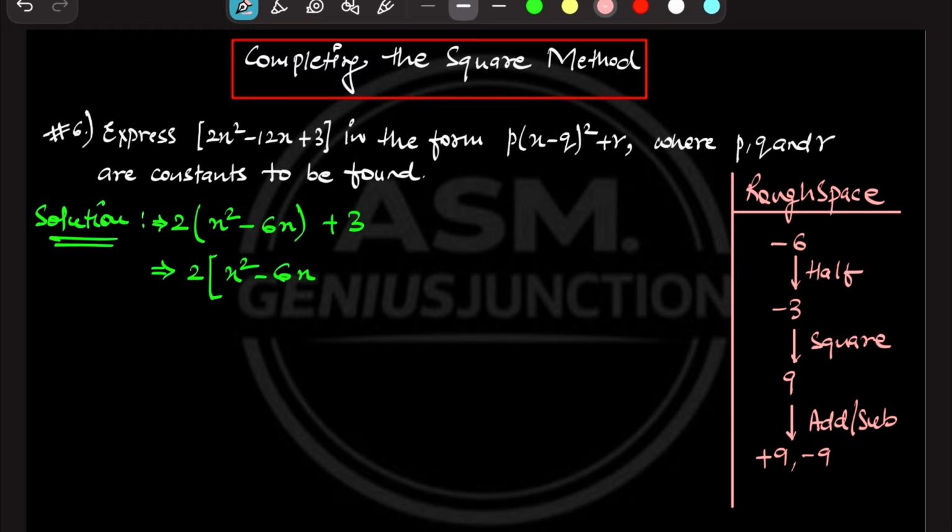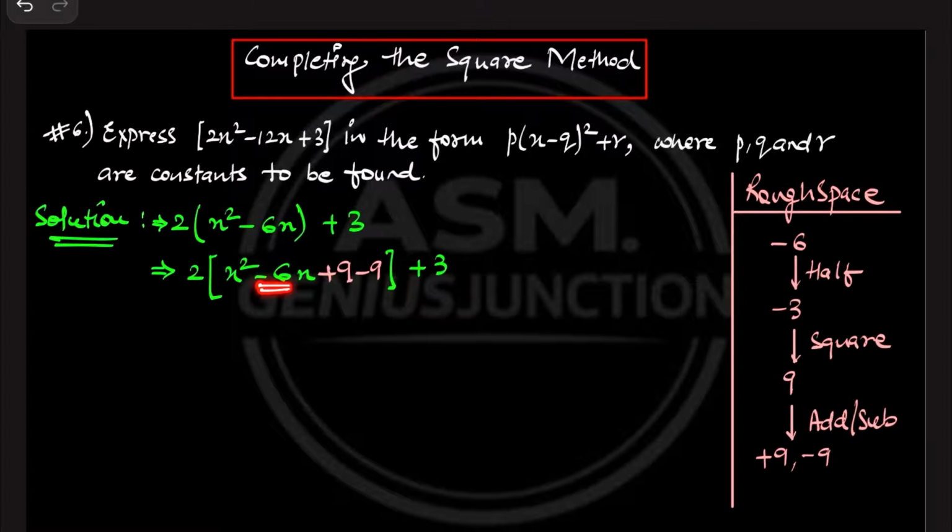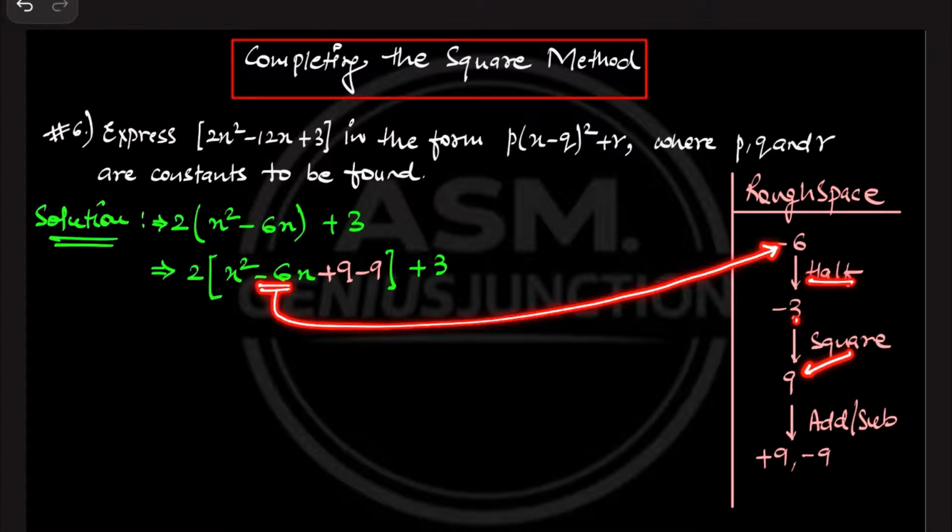Now, I'm going to add and subtract the answer in this complete equation. So I'm going to write plus 9 minus 9. Rest of the question is going to remain same. Now you can see how I got this plus 9 and minus 9. I'm repeating the process again. I took the coefficient of x as minus 6 over there. I halved it. I got minus 3. When I squared it, I got 9. And then I added a 9 and subtracted a 9.